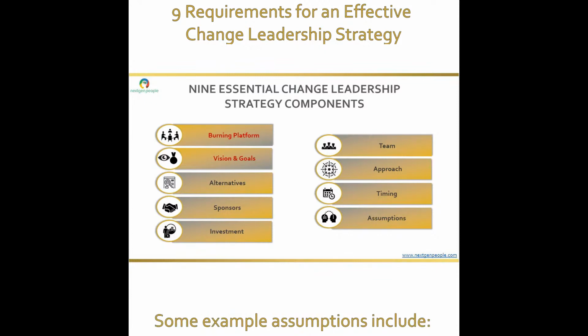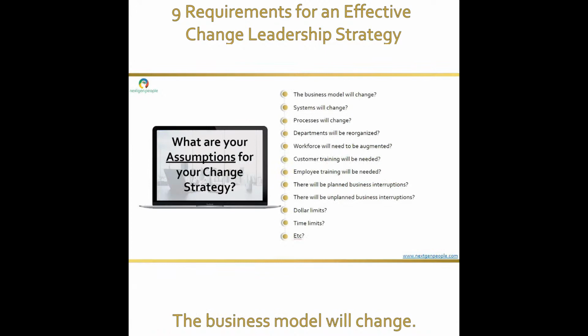Some examples of assumptions that you will need to be clear on in your implementation includes, will the business model change or stay the same? Will technology systems change or stay the same? Will processes change? Will departments be reorganized? Will you need to augment your workforce? And what about customer training? Will the customers need to be trained, skilled, and or informed regarding the transformational change that is happening within your organization?